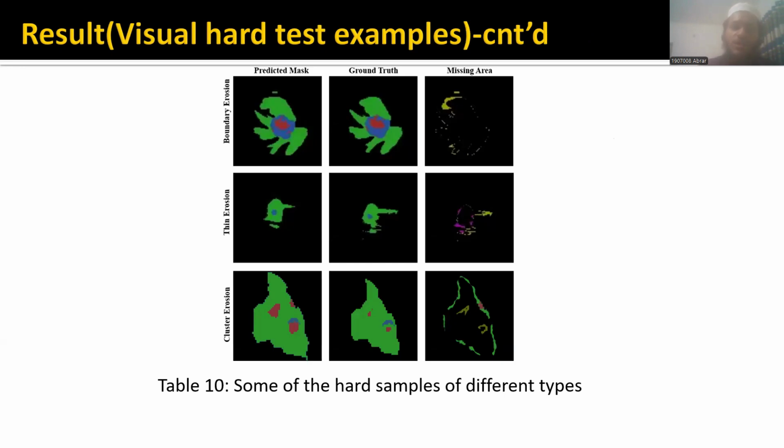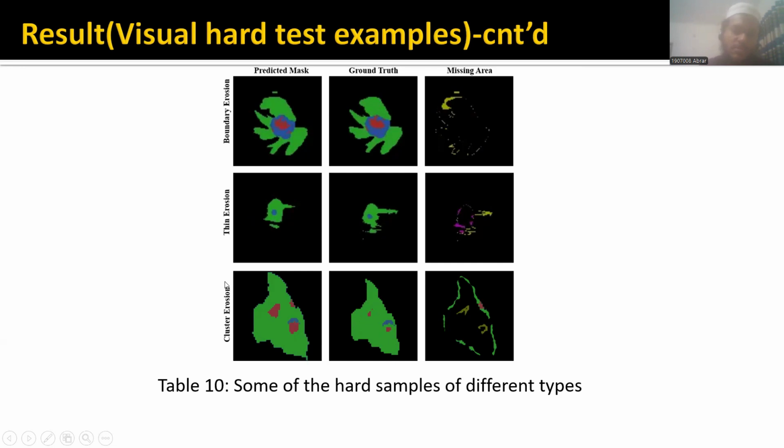So, some of the visual hard test examples we have shown here. As you can see, the predicted mask, ground mask, and the missing region. We have given three examples: boundary erosion, thin erosion, and cluster erosion. In the boundary erosion class, we can see that it almost covers all the ground truth in the predicted mask. Also in thin erosions, we can see that some of the thin regions are missing. But in the cluster erosion, you can see that some of the clusters are quite fully missing.